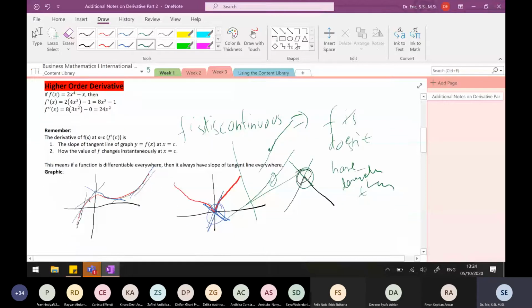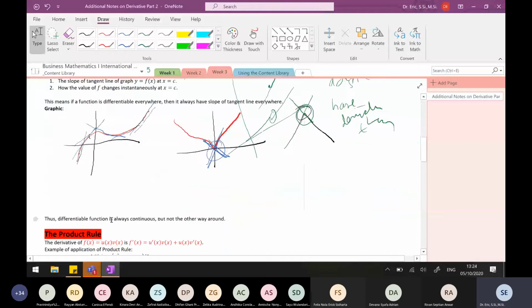And there's some notes in my slide. Differentiable function is always continuous, but continuous function is not always differentiable. Yeah, this one is a continuous function, but it is not differentiable at the tip point here. Yeah? This one is not differentiable at the point here, but it is a continuous one. But if you have a not continuous function, it must be not differentiable.